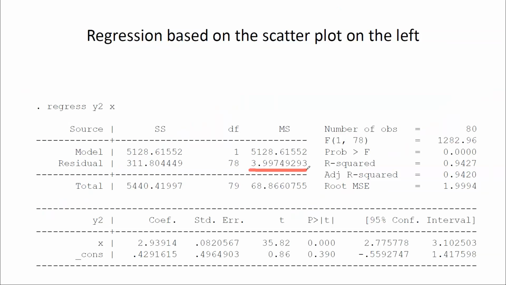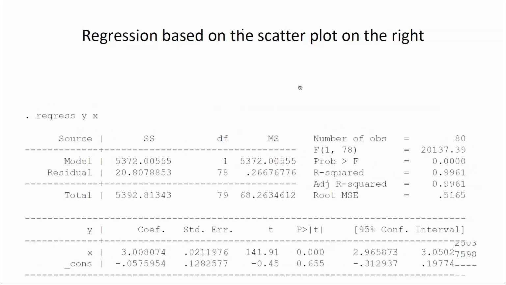So maybe we can just use the mean squared error as a statistic. Here is the other one. And the other one has a much smaller mean squared error, 0.266. And so that does seem to work, that whatever has a smaller mean squared error, that may be a better fit.